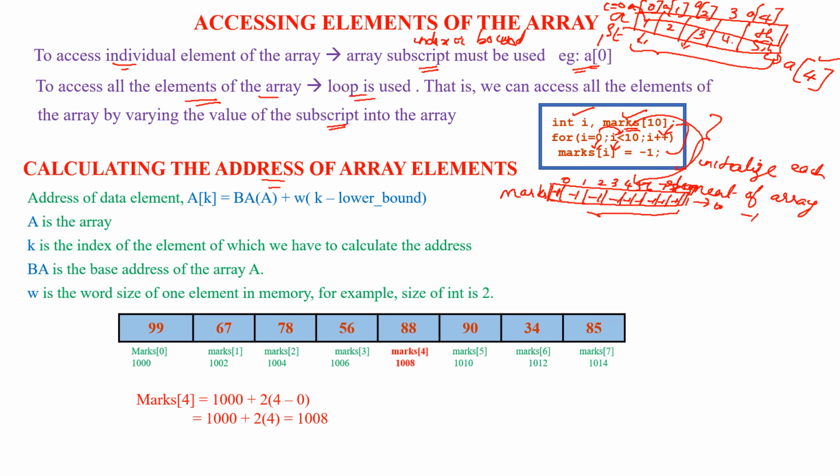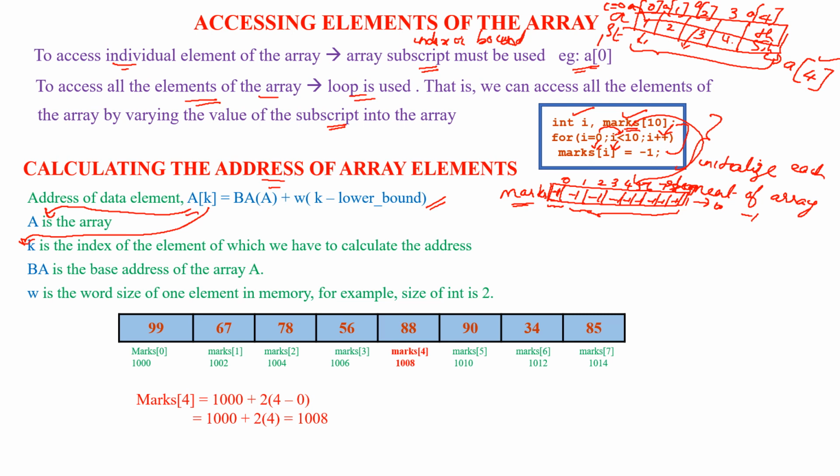If you want to find out what is the address of this array element, then you have a formula. Address of the data element is given by A of k is equal to BA of A plus W into k minus lower bound, where A is nothing but your array. In this case, marks is your array name, right? And k is nothing but your index.